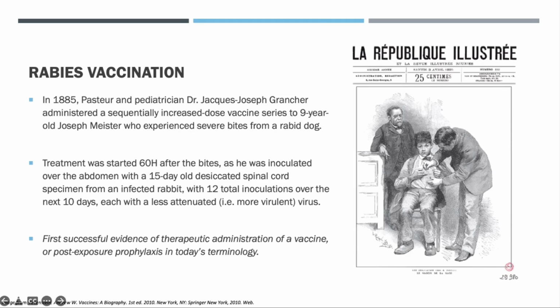And Joseph Meister survived despite his bites. And this was the first successful evidence of therapeutic administration of a vaccine. We refer to that today more so as post-exposure prophylaxis. But this was the first time that was really shown to work. And Joseph Meister actually grew up to be a security guard at the Pasteur Institute later in life.